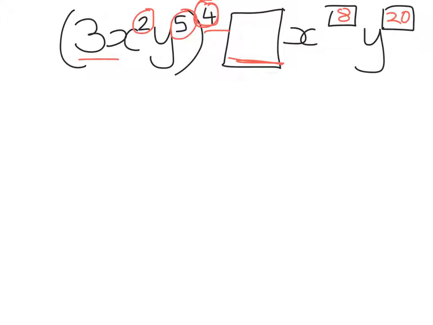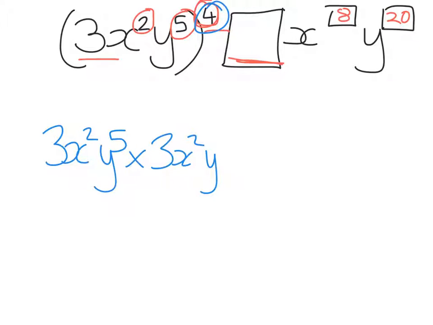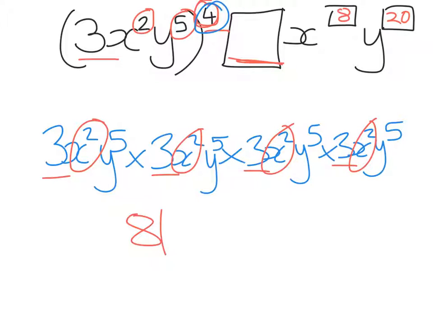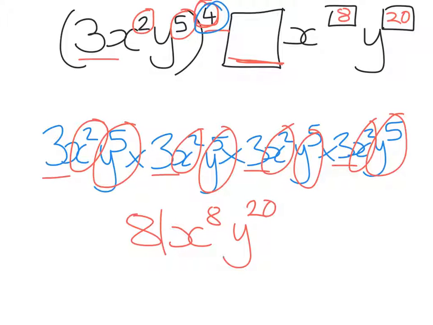So remember, this means 3x squared y to the 5, that's everything inside the bracket. I'm multiplying it by itself, so 3x squared y to the 5 times 3x squared y to the 5 times 3x squared y to the 5. If we look at all the coefficients, 3 times 3, 9, times 3, 27, times 3, 81. X squared times x squared times x squared times x squared. So we add those powers, you get 8. Y to the 5 times y to the 5 times y to the 5 times y to the 5 is y to the 20. So we were right with this, that you can just multiply out the powers.